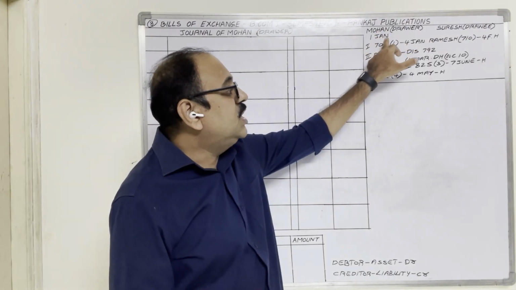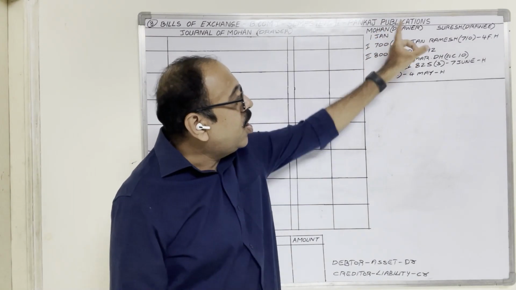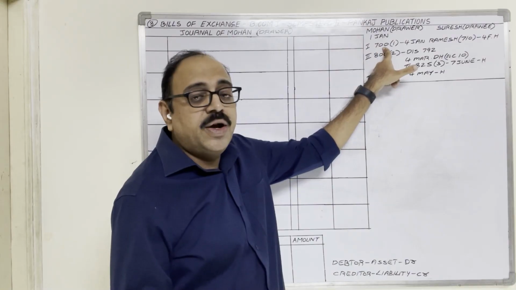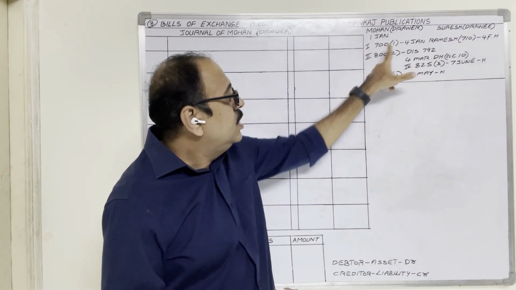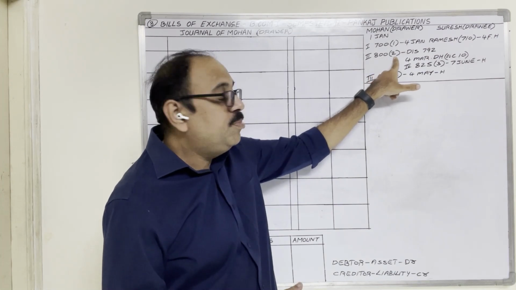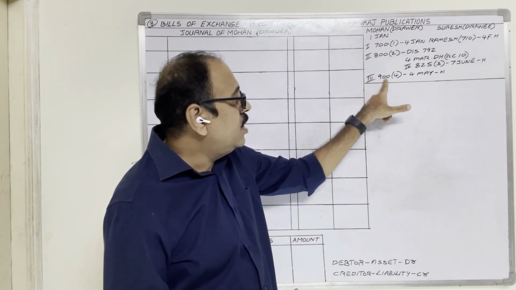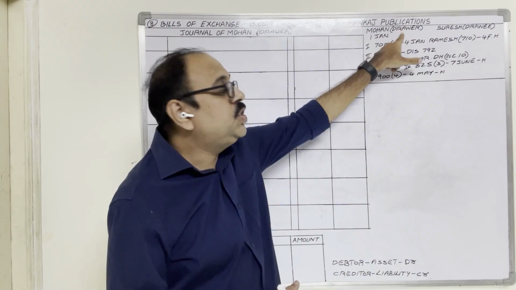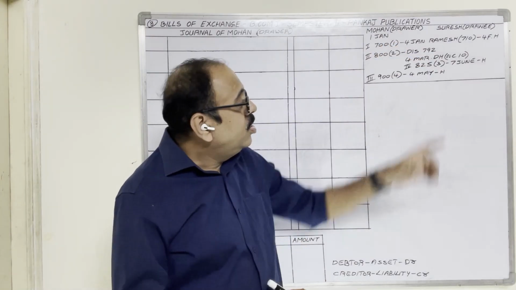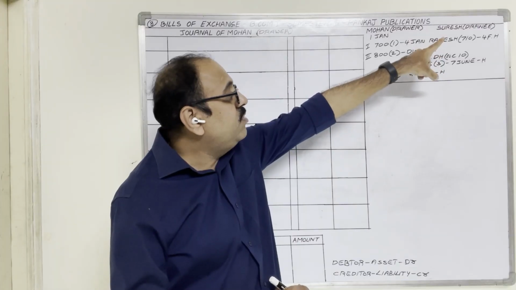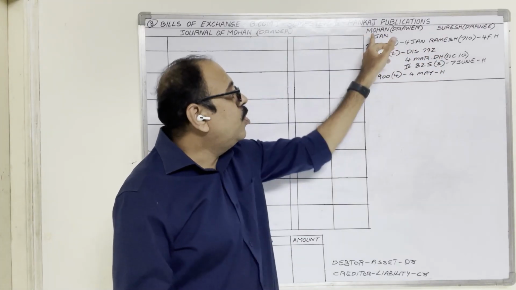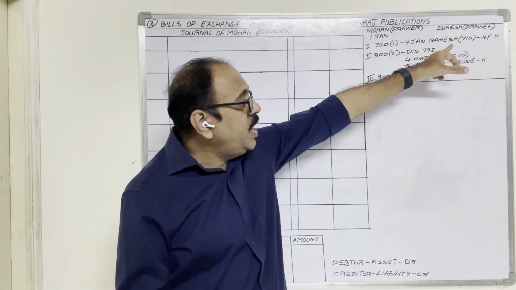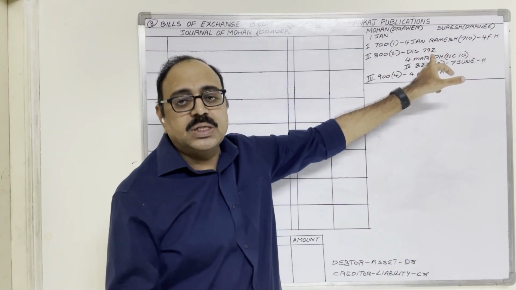Mohan on 1st January prepared 3 bills on Suresh and received acceptance from Suresh. Bill amounts: the first bill is for 700 rupees, prepared for 1 month. The second bill is for 800 rupees, prepared for 2 months. The third bill is for 900 rupees, prepared for 4 months. So for all these 3 bills, Mohan is the drawer because he prepared the bills. Suresh is the drawee because he is giving acceptance on these bills. So for Mohan, these 3 bills are bills receivable, an asset. For Suresh, these 3 bills are bills payable, liabilities.